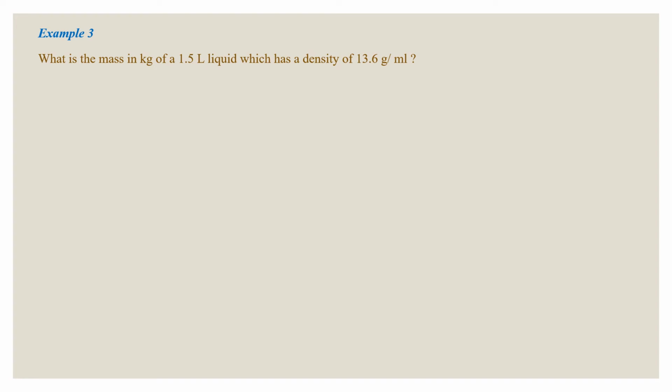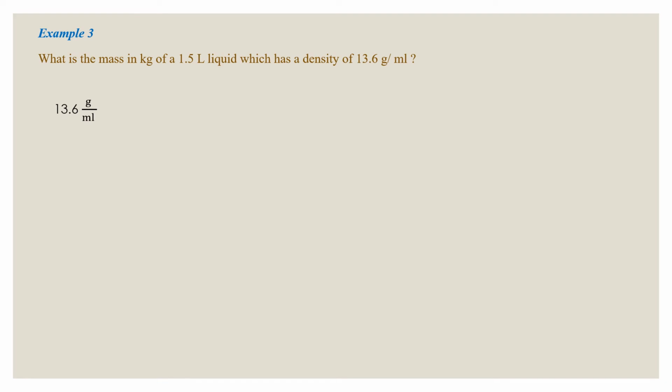So once again, let's write what is given to us. So this is our given unit, 13.6 grams per milliliter. Identify what we need to get rid of. We want to get rid of the milliliter so that we are left with the grams. And these grams will then be converted into kilograms.